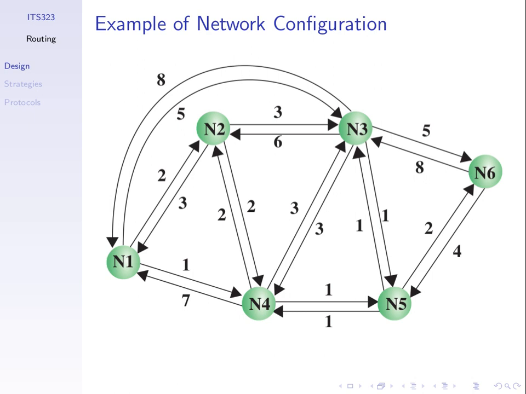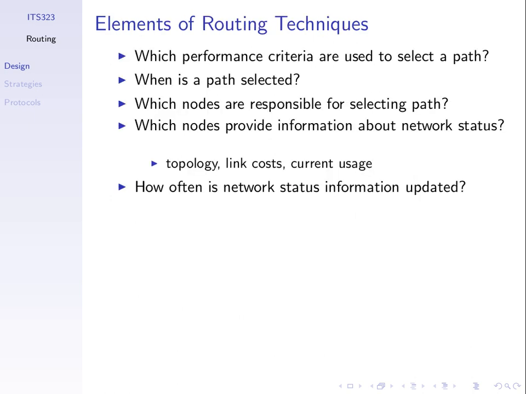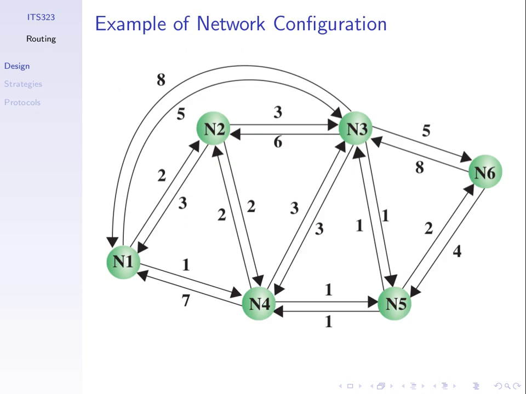So if the cost varies over time, then to choose the best path, we should get some update about the current value. Well, which nodes provide that updated information? Which nodes provide information about the current costs, the current usage of the network, even the topology? The topology may change. Today I have 6 nodes. Tomorrow there's a new node added to the network. So we need to get that information about the new topology so that we can calculate the best path.